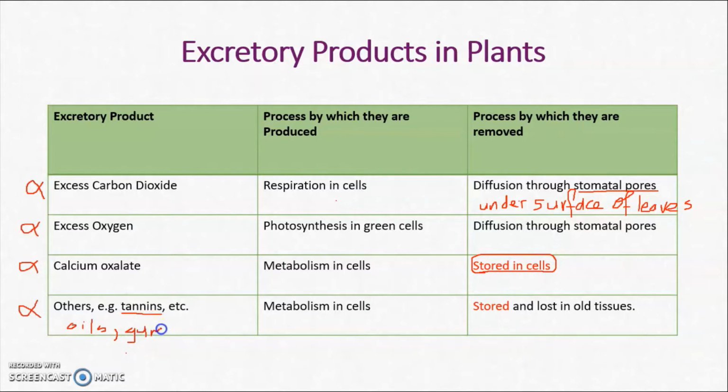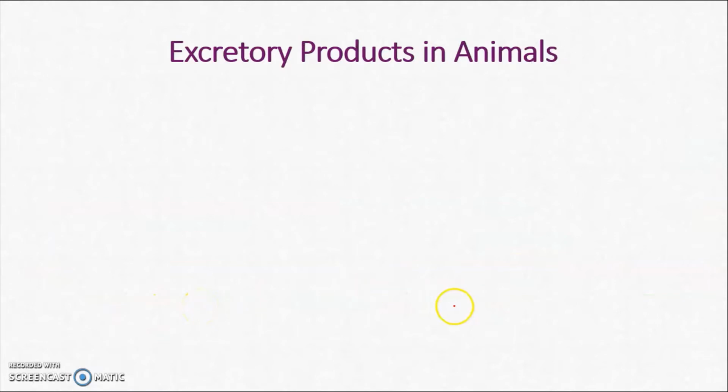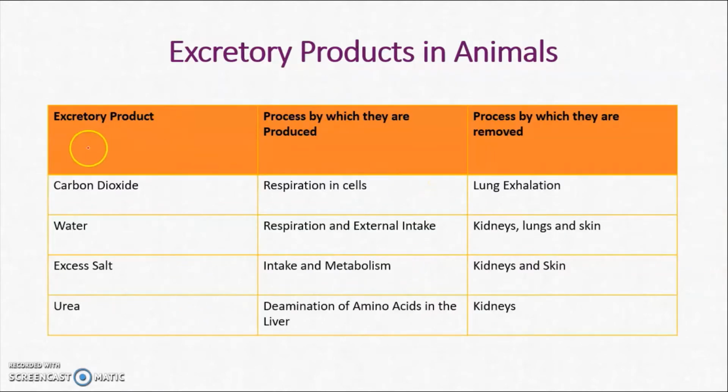You would come to realize that plant excretory products are not as toxic as animal excretory products. They are not as toxic, and most of them tend to be stored in plant tissues instead of being lost or gotten rid of immediately, because they are not as dangerous as I stated. So these are produced by cellular metabolism in the plant. Good. Let's look at excretory products in animals, and we have a similar table here.